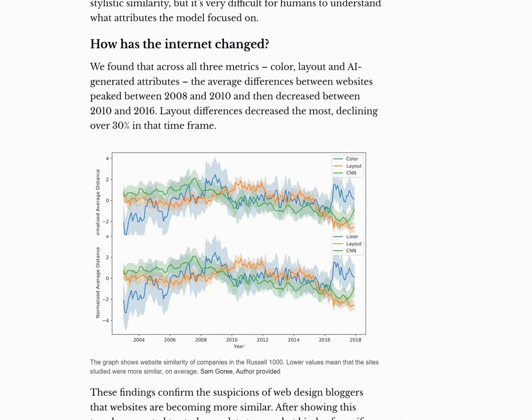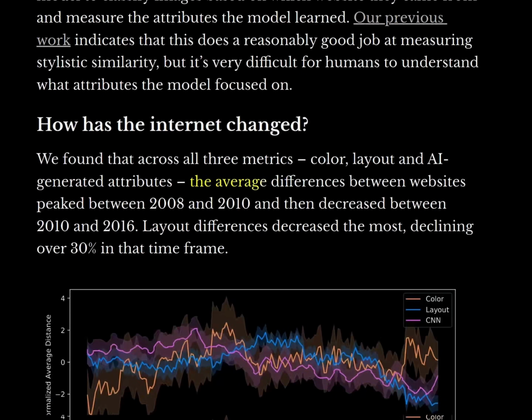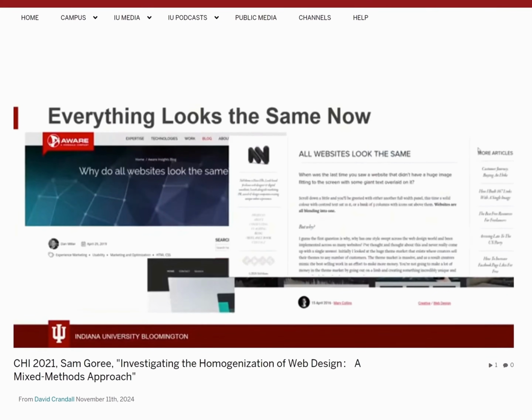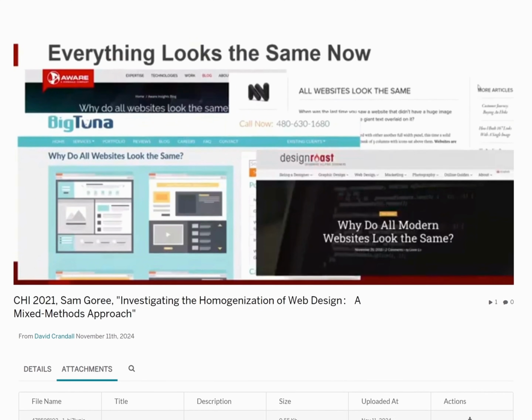And quoting their article published on theconversation.com, the average differences between websites peaked between 2008 and 2010, and then decreased between 2010 and 2016. So we do have real proof that stuff started looking the same around tech. Okay, it's not games, we'll get to games later. You should definitely check out the research on your own.